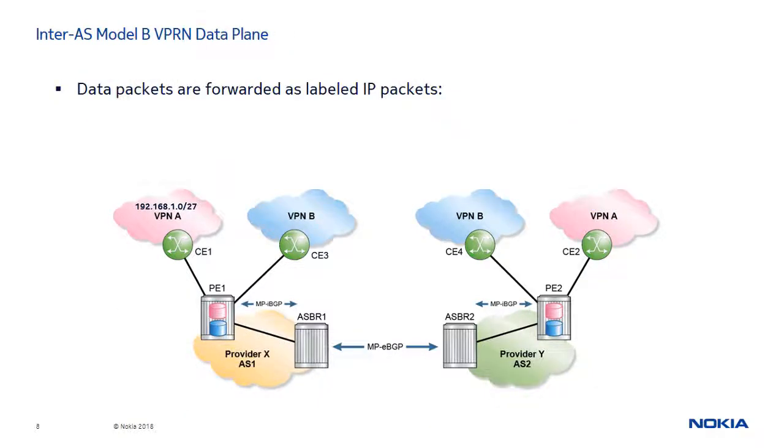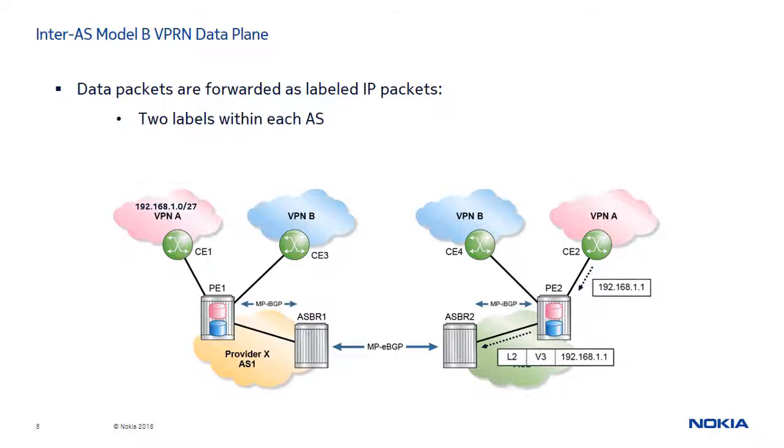Let's now look at the data plane and how CE2 sends an IP packet destined to 192.168.1.1. First, CE2 forwards the data packet to PE2 via the VPRN interface. PE2 pushes two labels on the IP packet, the VPN label v3 and the transport label L2, and forwards the packet to ASBR2. ASBR2 pops the two labels, pushes VPN label v2, and forwards the data packet to ASBR1.